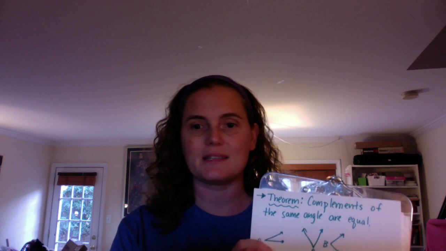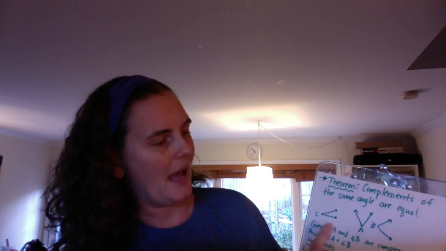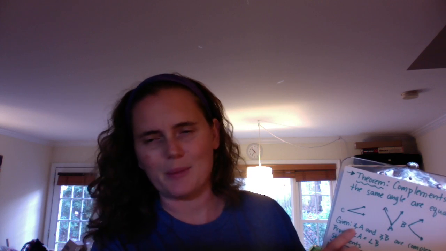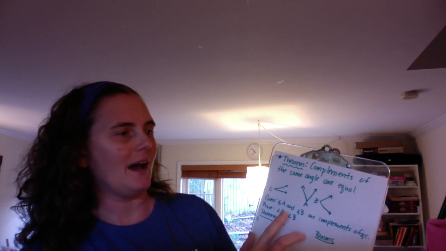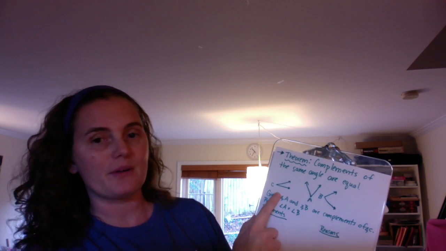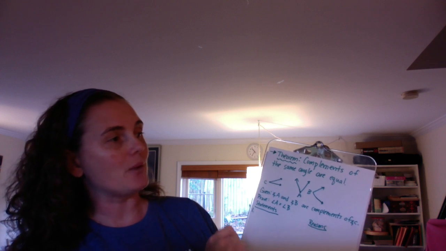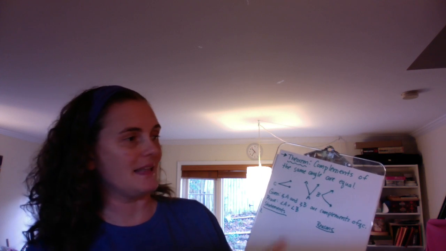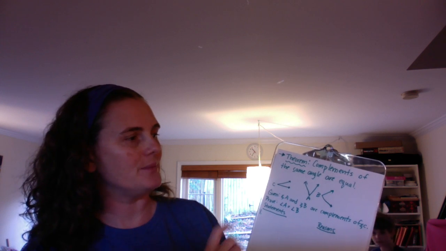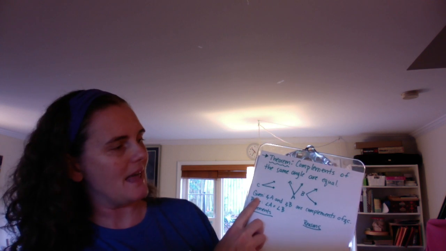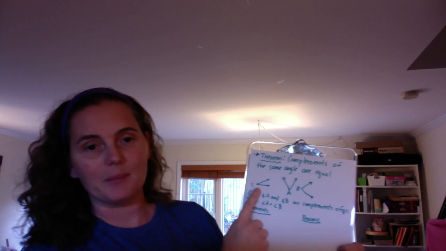So let's say you're given complements of the same angle. If you're given angle C, and you know that A is complementary to it, and B is also complementary to it, it doesn't really look like it, but it's close enough. So if you know that A and B are both complements of C, then what you're going to try to prove is that they have to be equal to one another. So what you're given in the proof is that A and B are complements of C.